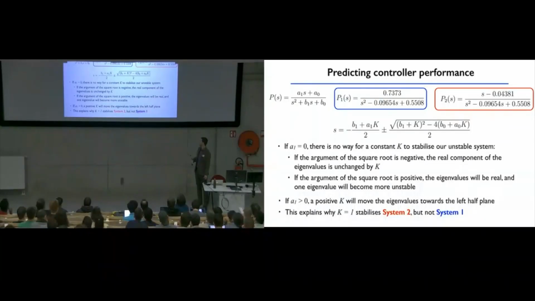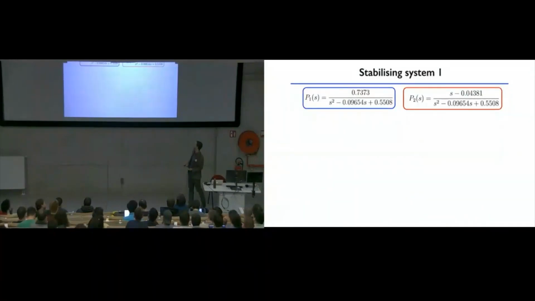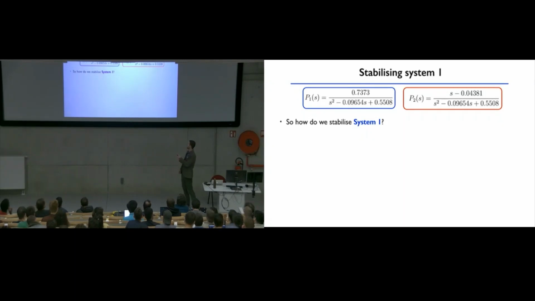Okay, so that is nice. It turns out that it's relatively easy to understand what we had observed empirically. But now one question that we can ask is, well, how do we stabilize this system?